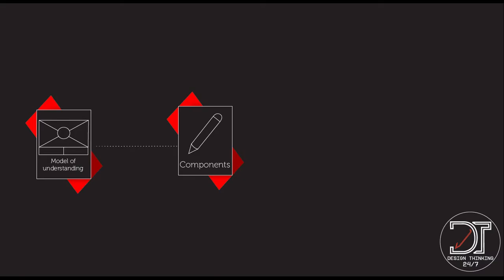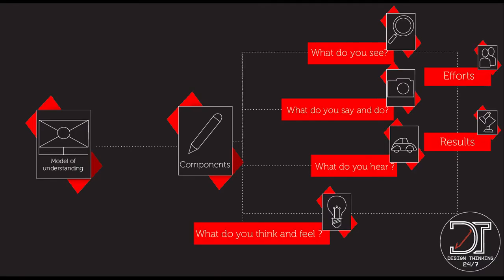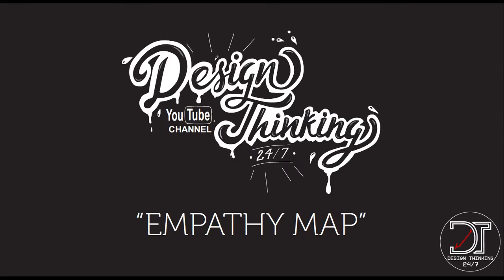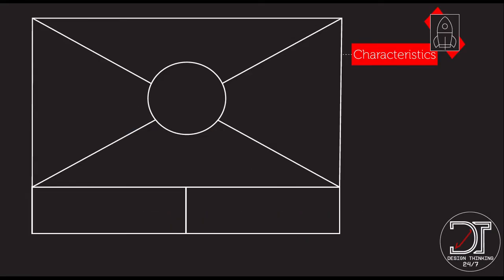The components of the empathy map are: what do you see? What do you say and do? What do you hear? What do you think and feel? Efforts and results. So this is the map. The way that I'm gonna show you is the way I do the empathy map.